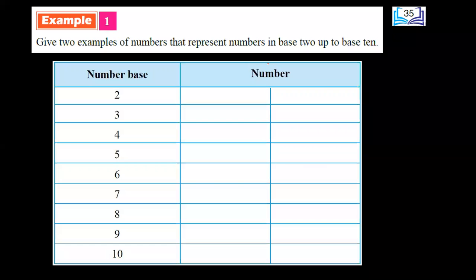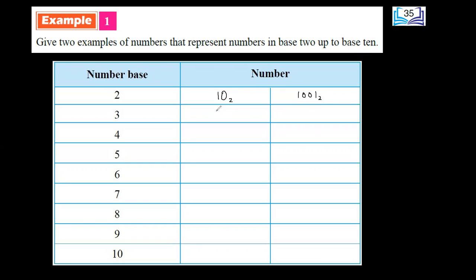Okay, let's move on to example 1. We try to give some examples for each of the number bases. Just now, when we discussed base 2, we gave one example, the same as in the textbook. This is on textbook page 35. One of the examples is 10 base 2, which we read as 10 base 2. Another example given by the textbook is 1001 base 2.